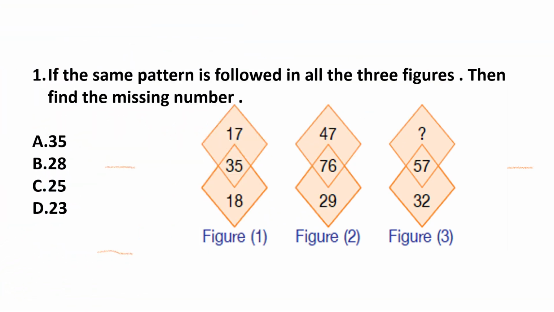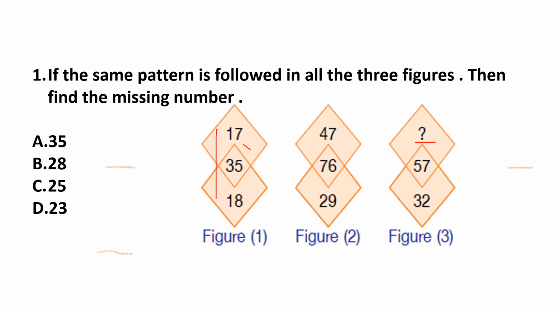Question number 1. If the same pattern is followed in all the three figures, then find the missing number. Kids, these three figures are given 1, 2 and 3. And we have to find out what will come at the question mark place. There is a pattern in between these three numbers. Let's check what is the pattern.